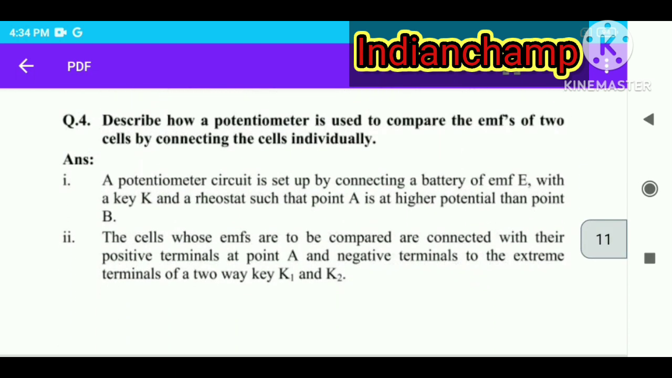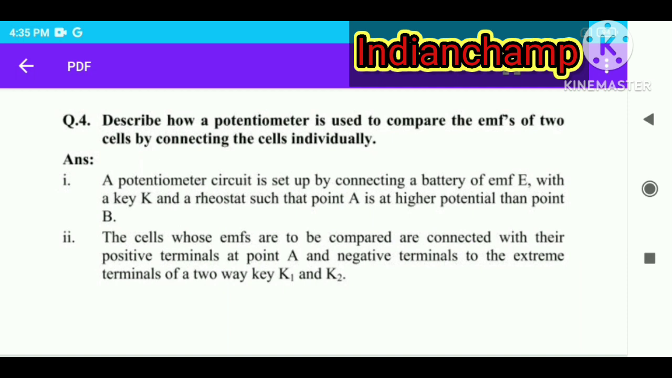Question number 4. Describe how a potentiometer is used to compare the EMFs of two cells by connecting the cells individually. Answer. First, a potentiometer circuit is set up by connecting a battery of EMF E with a key K and a rheostat such that A is at higher potential than point B.